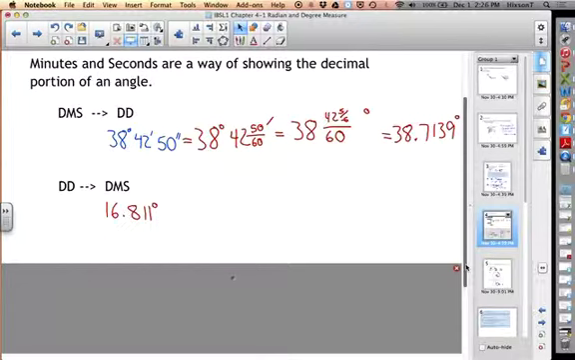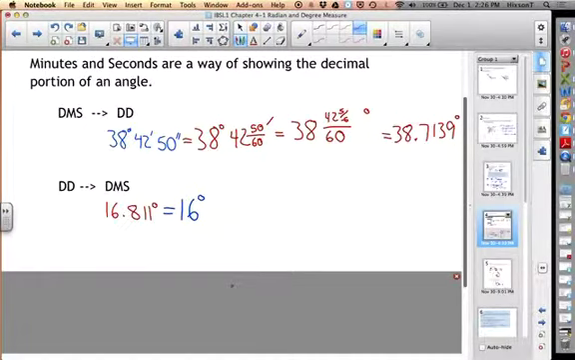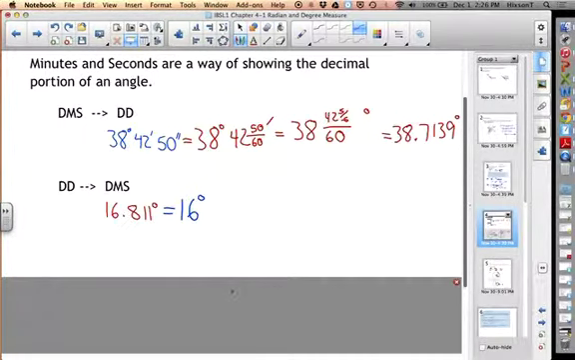If we're converting from degrees of decimals to degrees, minutes, and seconds, 16 degrees, good. 16 degrees. And you multiply the 0.811 times 60. Very good. And you get, is it 48.66? Yes. All right. So we get 48.66. Now, what does that tell us?